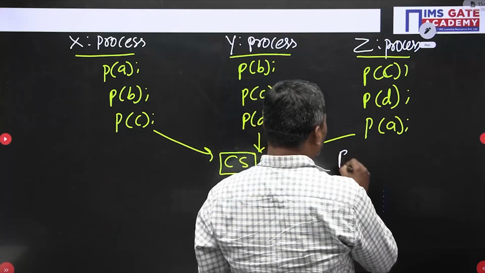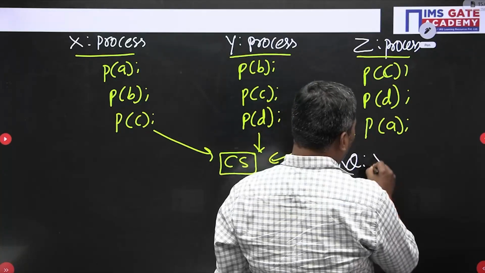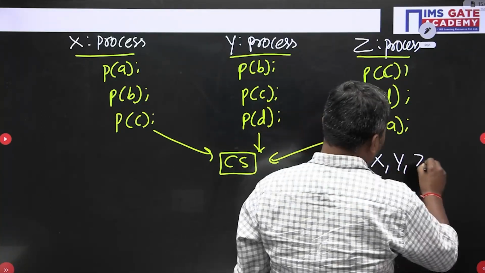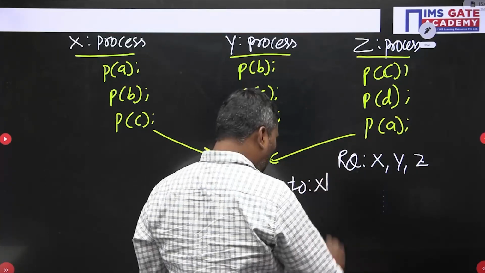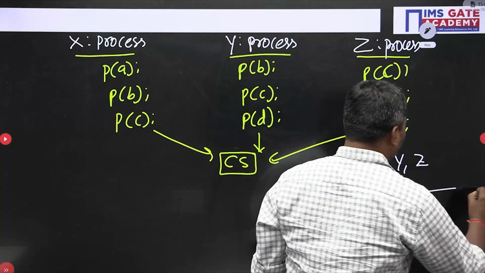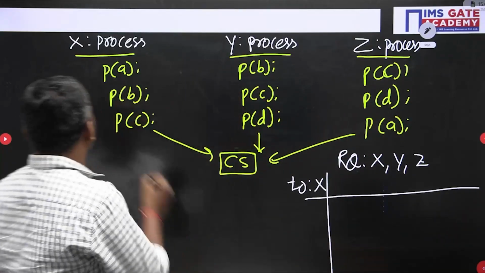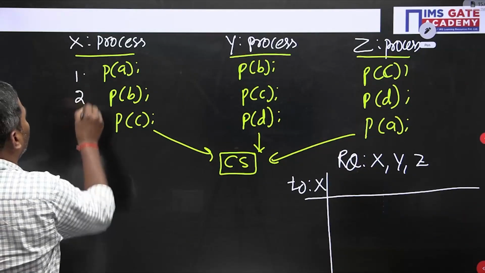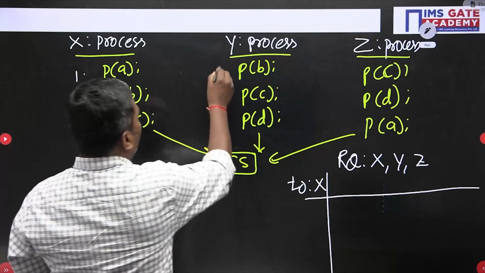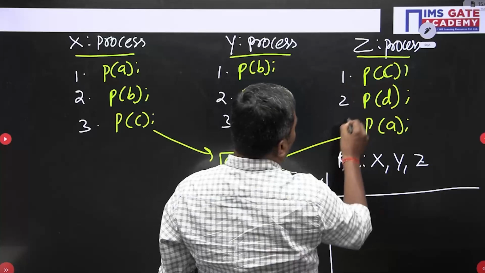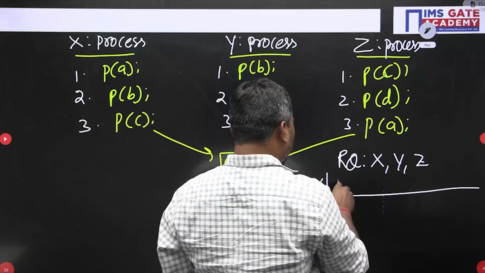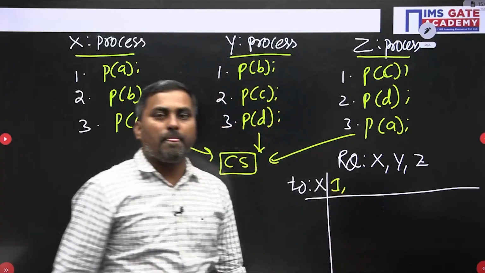In a concurrent environment, the ready queue has 3 processes: X, Y, Z. At time T0, assume process X is scheduled. So I am writing operation 1, operation 2, operation 3, and for the others also 1, 2 and 3. Now X has done one operation.